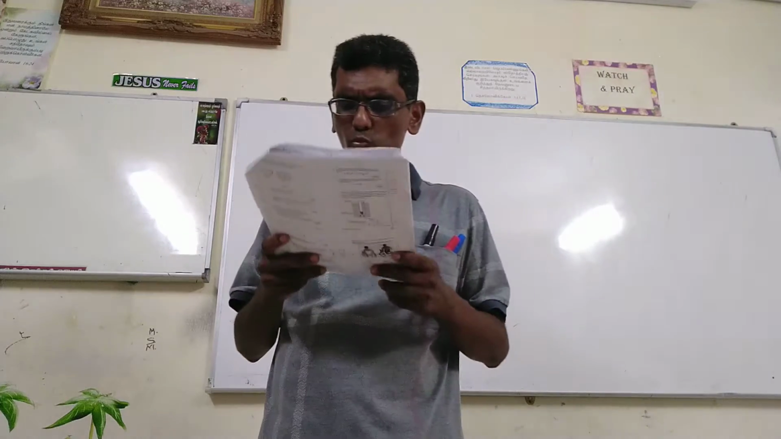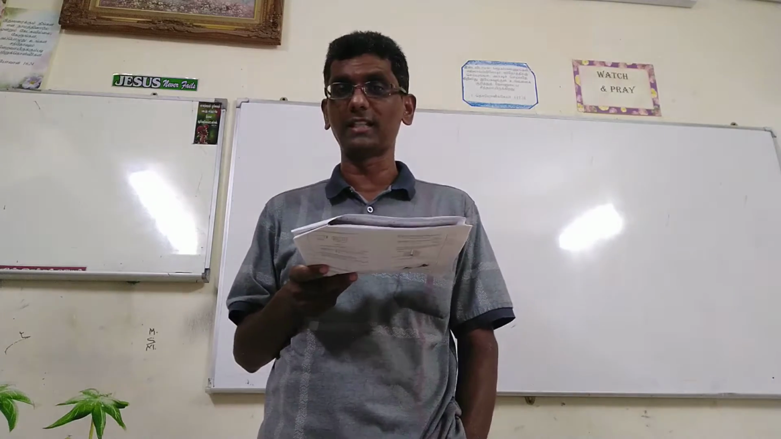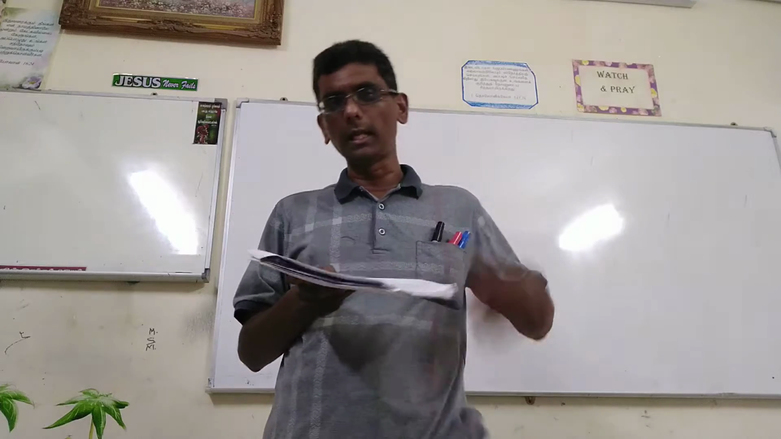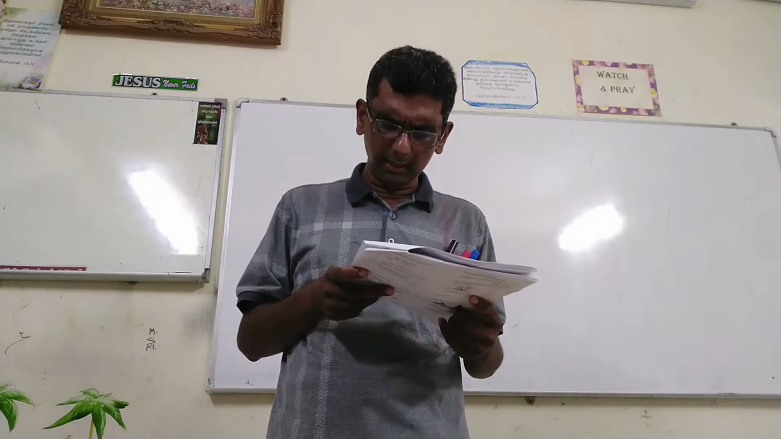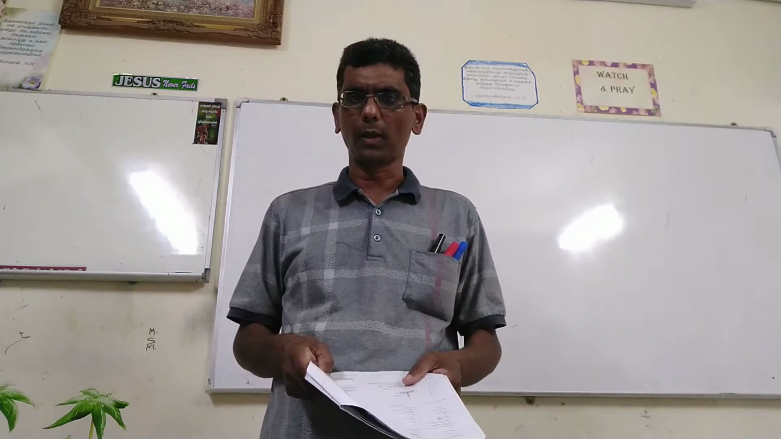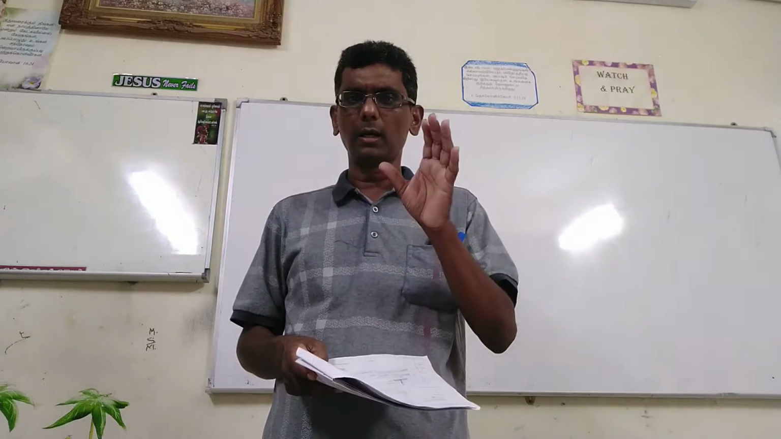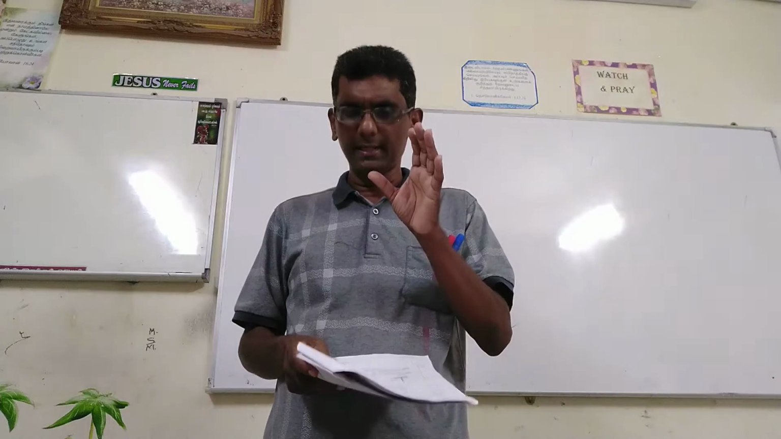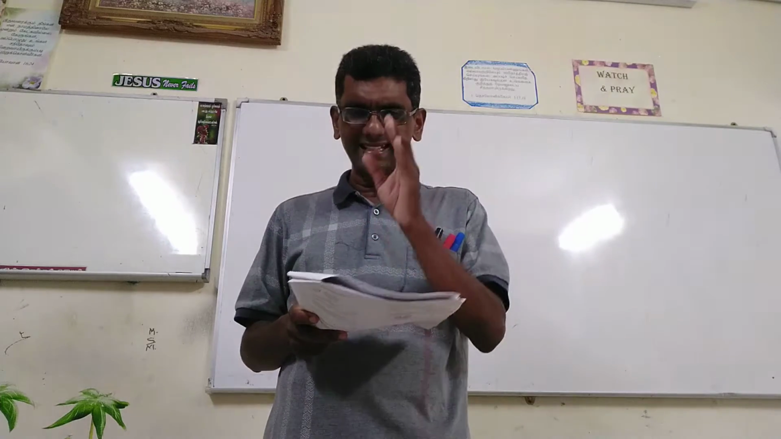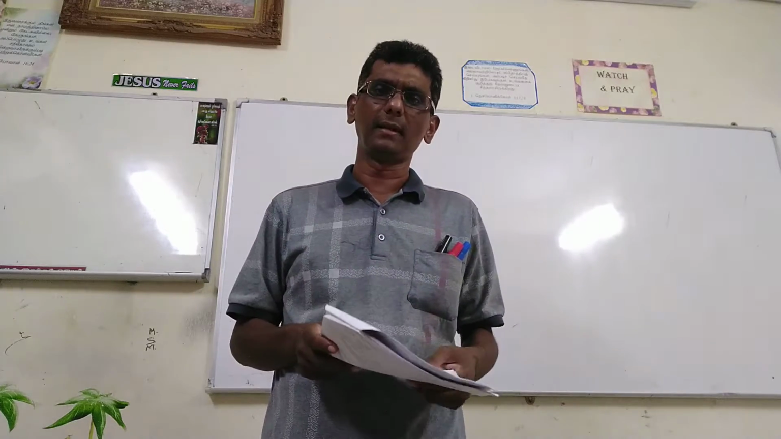Question number 2. Diagram 2.1 shows a light ray passing into a diamond. What is meant by critical angle? Critical angle means the incident angle when the refracted angle is 90 degrees. It is an incident angle when the refracted angle is 90 degrees.